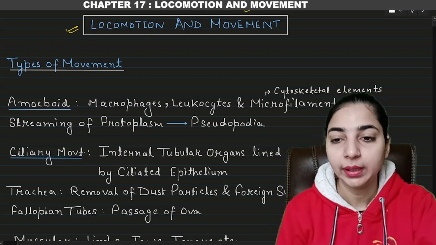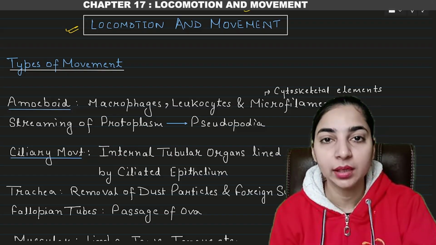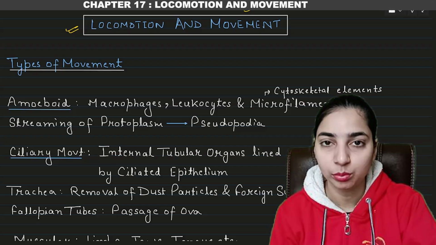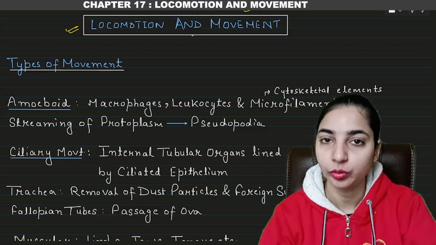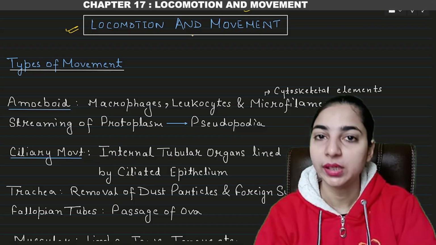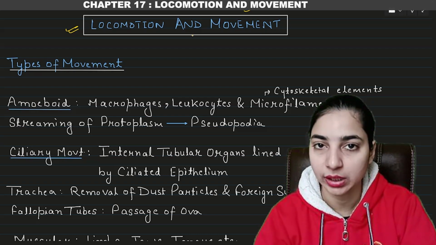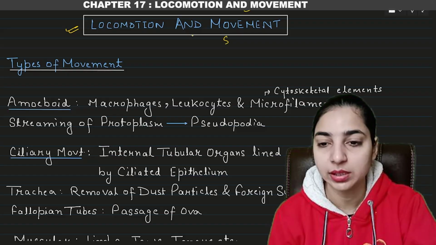So what is movement? Any type of motion is known as movement. For example, when I'm speaking, my lips are moving, my tongue is moving. When I'm blinking, my eyelids are moving, and when I'm writing, my hand is moving. So all these are types of movement. But during these movements, is the position of my body changed? No, I am sitting at the same place. My position is not changed. That means all these were examples of simple movement.